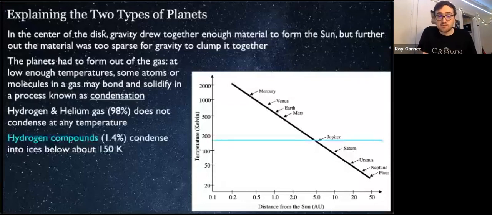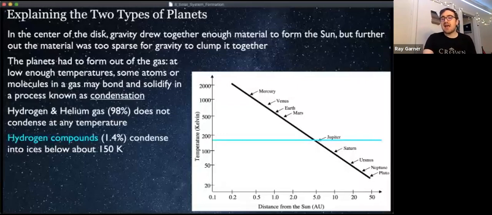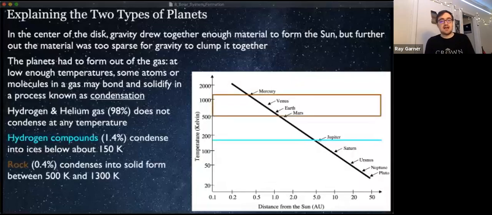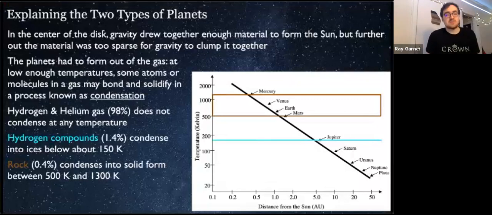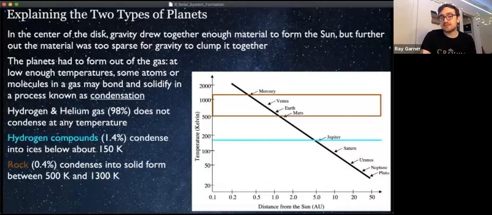However, hydrogen compounds, remember those are ammonia, water, methane, stuff like that. Those will condense into ices below about 150 Kelvin. So I've drawn this blue line here on this plot. And look, all of the gas giants are below that line. Interesting. Rock makes up much less of the solar nebula, and it will condense into solid form between 500 and 1300 Kelvin in this brown box.